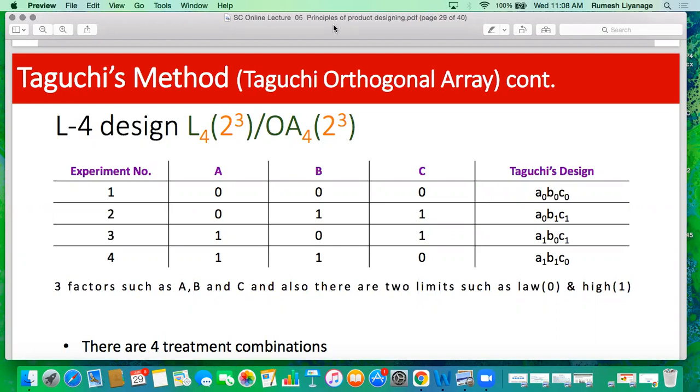So if you have a question in your question paper, select the Taguchi's method or orthogonal design. You have to write it as mentioned here, and we have to write how many factors, how many levels. So therefore, we are going to use Taguchi's L4 design.